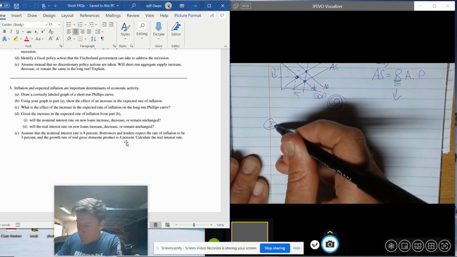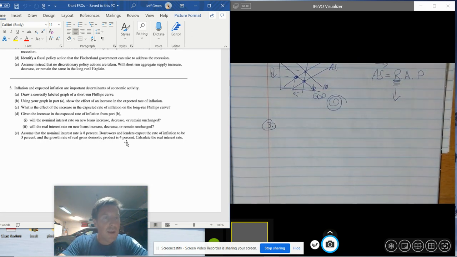Number 3. Inflation and expected inflation are important determinants of economic activity. Draw a correctly labeled graph of the short-run Phillips curve. You got it, homie.